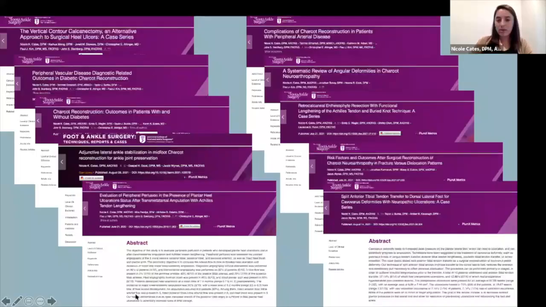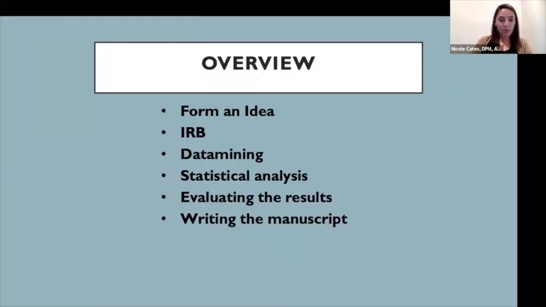Just a little background, these are some of my publications in JFAS. The majority of them were retrospective studies. Research has become a passion of mine all the way back since residency, and so I love doing it. I'd love to be able to talk to you guys more about it.